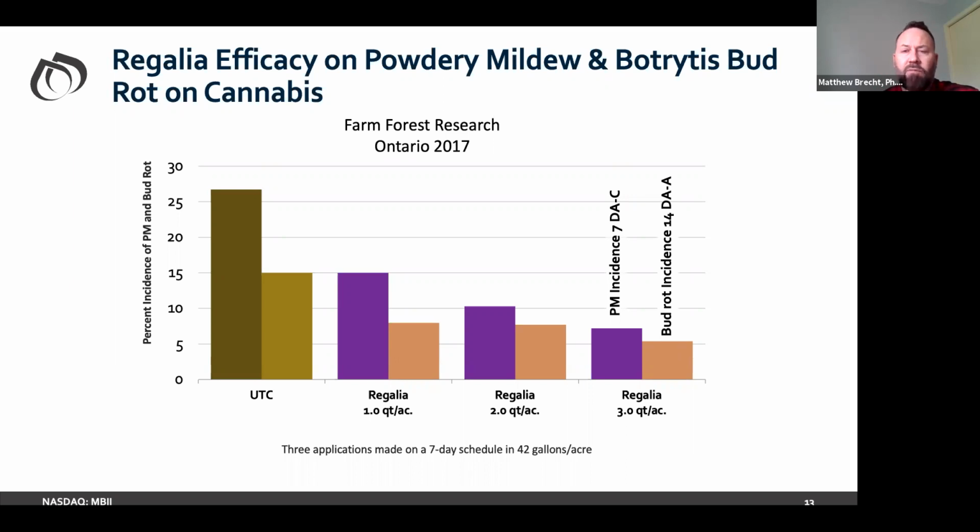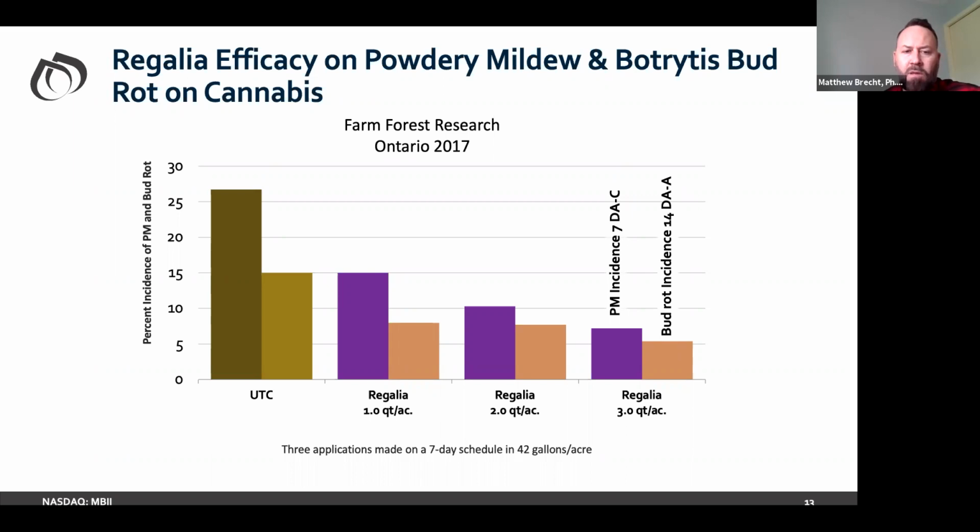EPA registered products, however, have to have research to back them up. So our products are EPA registered, and in order to get EPA registered as a biofungicide or a bioinsecticide, you need to have a whole portfolio of research that says, hey, it works on this disease, this insect, and it qualifies as a true product that really works.